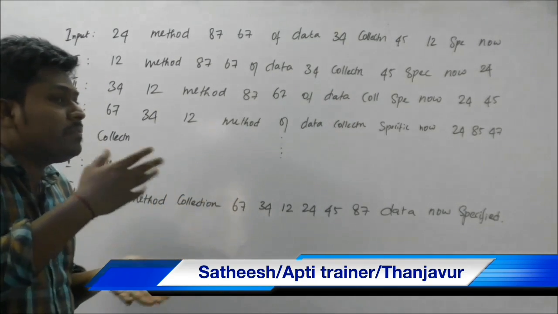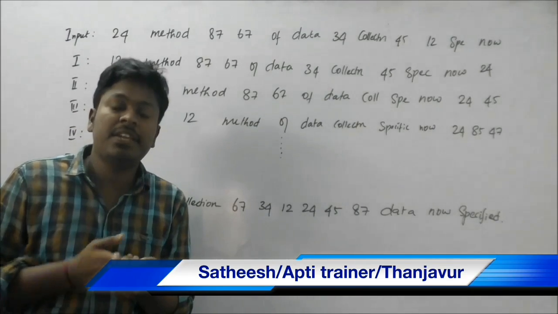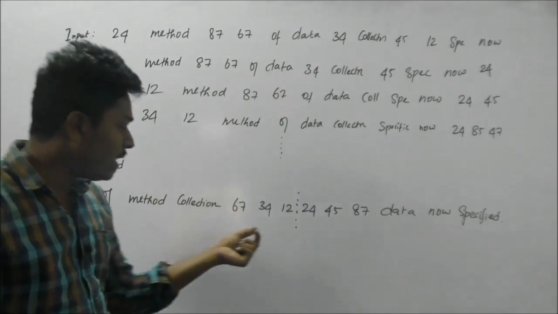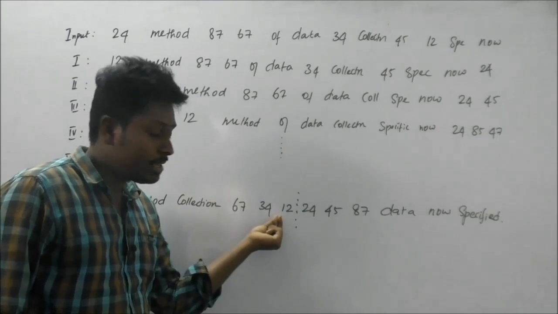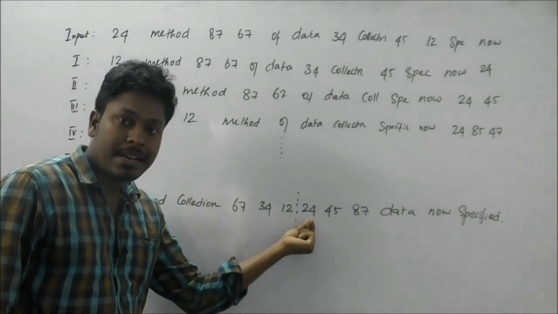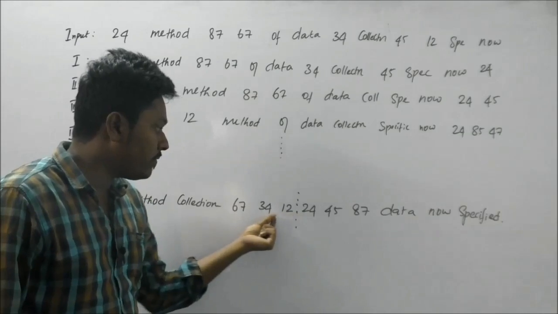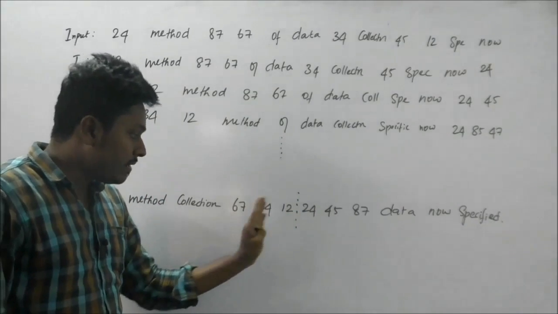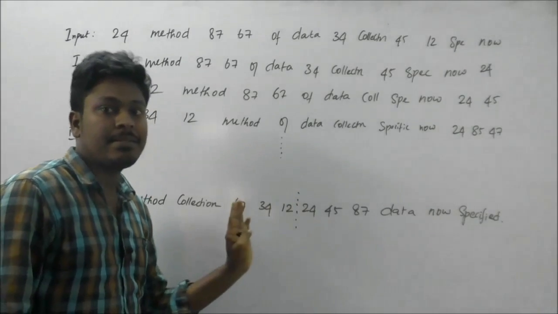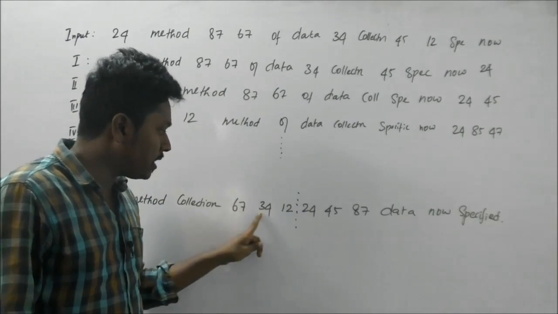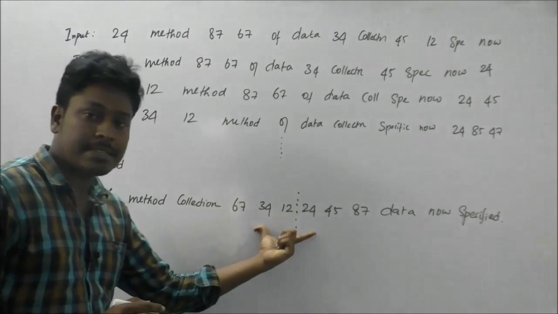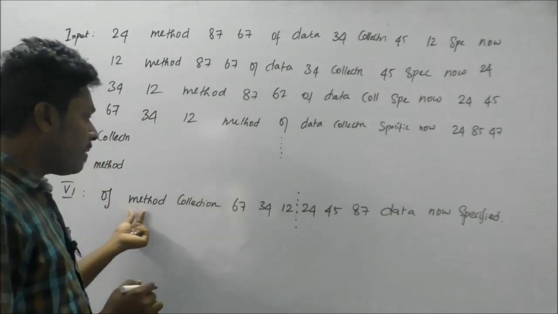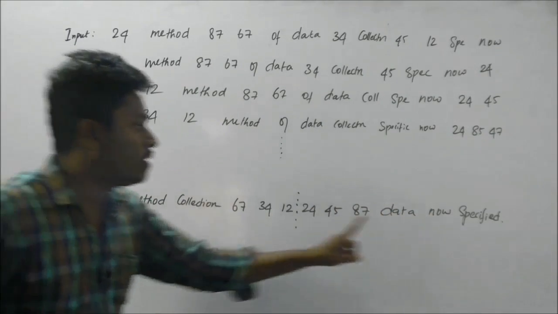Friends, remember, if you solve more than 50 or 60 questions, then only you can easily find how this arrangement is made. See here, 12, 24, a smaller number on the left hand side and the larger number on the right hand side. So 12, 24, 34, 45, 67, 87. Right? How the arrangement is made is that a small number is on the left hand side and a larger number on the right hand side, right? So 12, 24, 34, 45, 67, 87 numbers get completed and then they go for an alphabetical order: C, D, M, N, O, S.